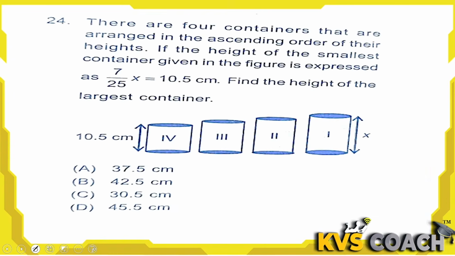Next question is, there are 4 containers that are arranged in the ascending order of their heights. If the height of the smallest container given in the figure is expressed like this, find the height of the largest container. We have to find this value. Okay, value given is here this, and we have to find this value. This is the x here. So we have to find the x. This is very easy, how to find x.